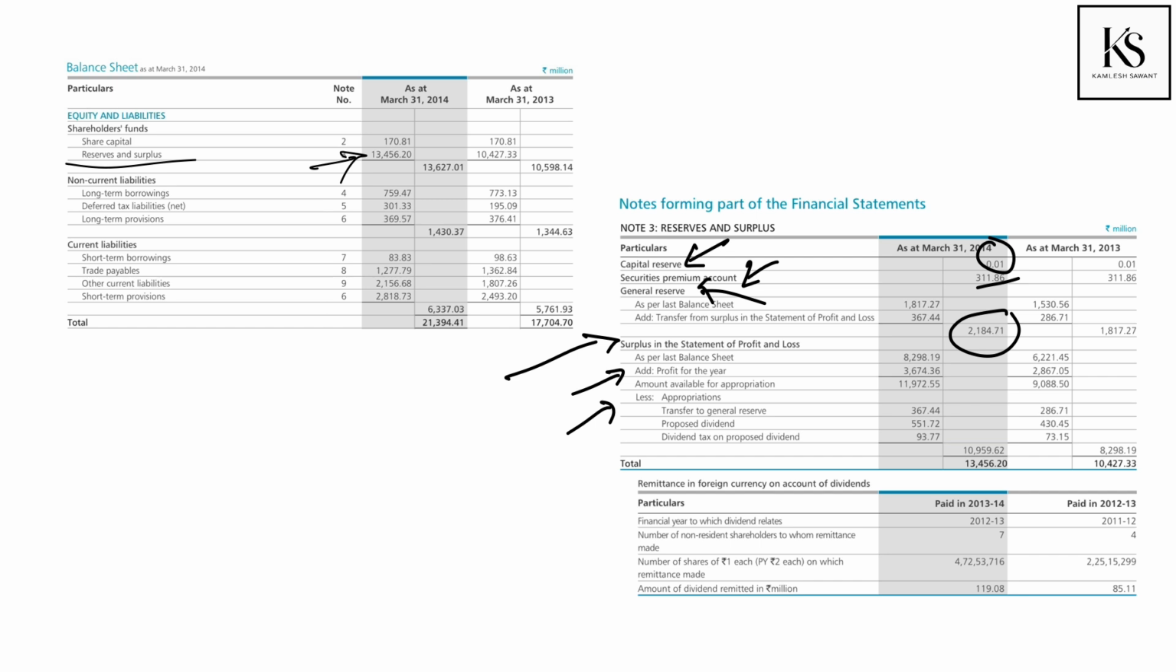Couple of interesting things to note. As per the last year, FY13 balance sheet, the surplus was 829 crore rupees. This is what is stated as the opening line under surplus. The current year FY14 profit of 367 crore rupees is added to the previous year's closing balance of surplus. Few things to take note here.